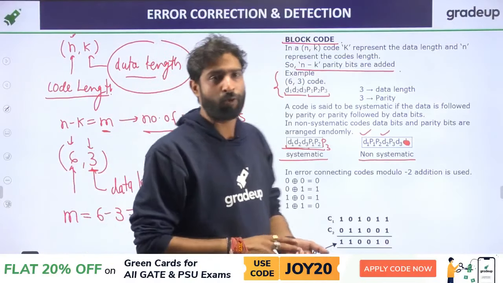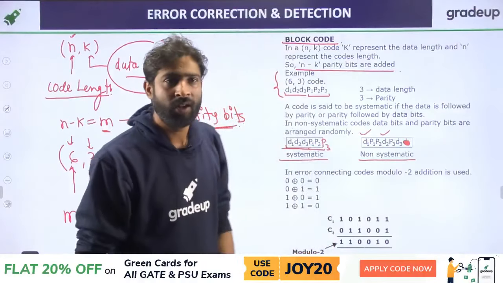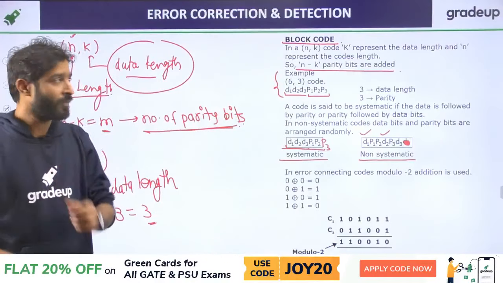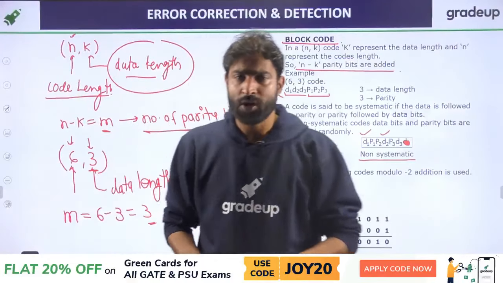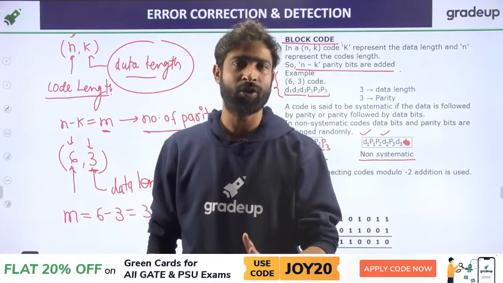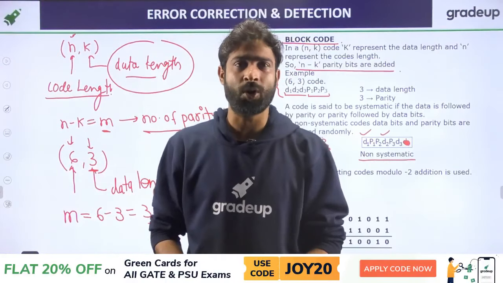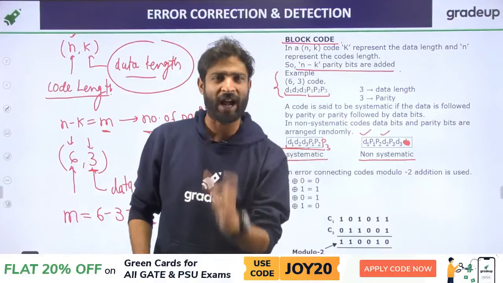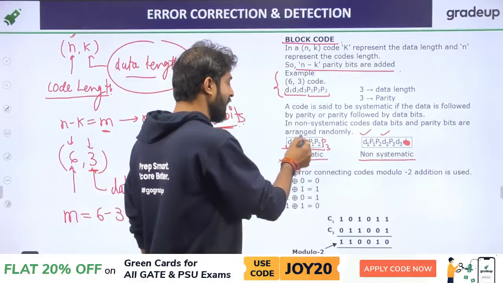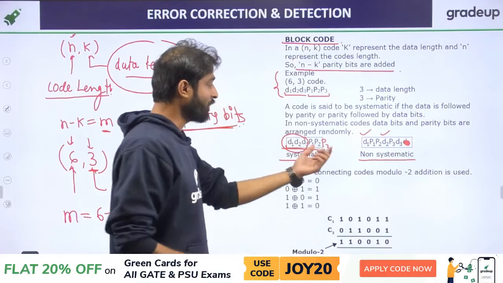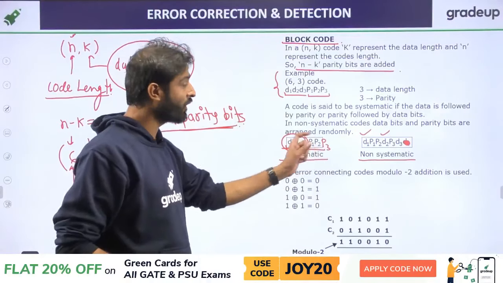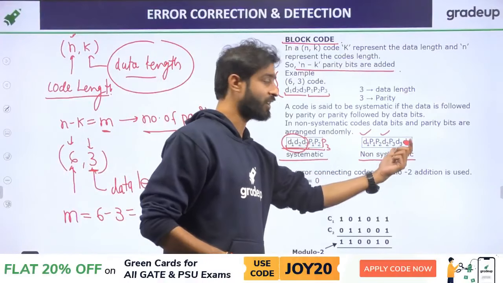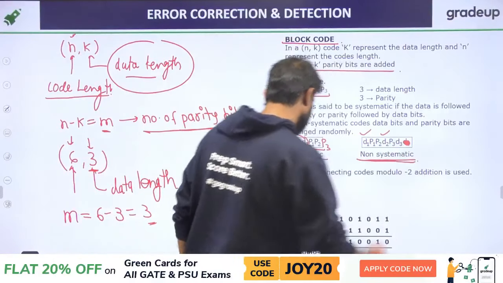So now we have seen there are 2 types of code. The one is the systematic code. Another one is the non-systematic code. In the systematic code, we have to write all the data before the parity. After that, the parity will be written. If there is a mix of the parity and data bits, that is called the non-systematic code.